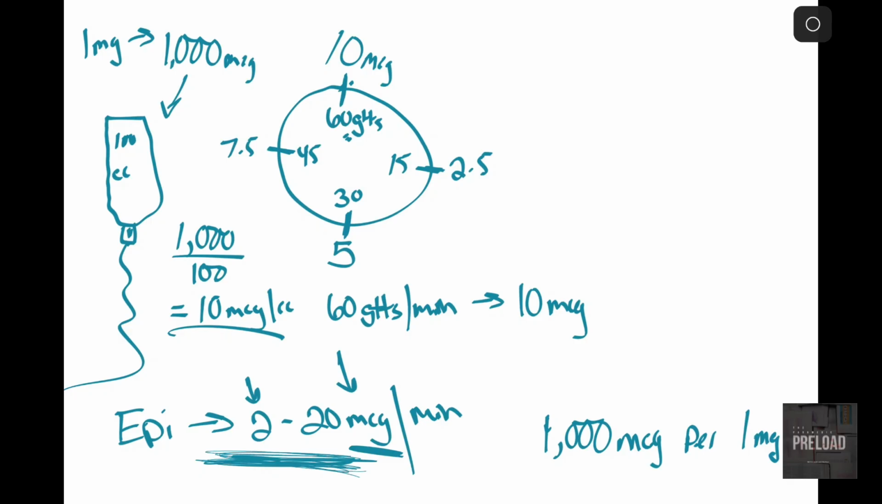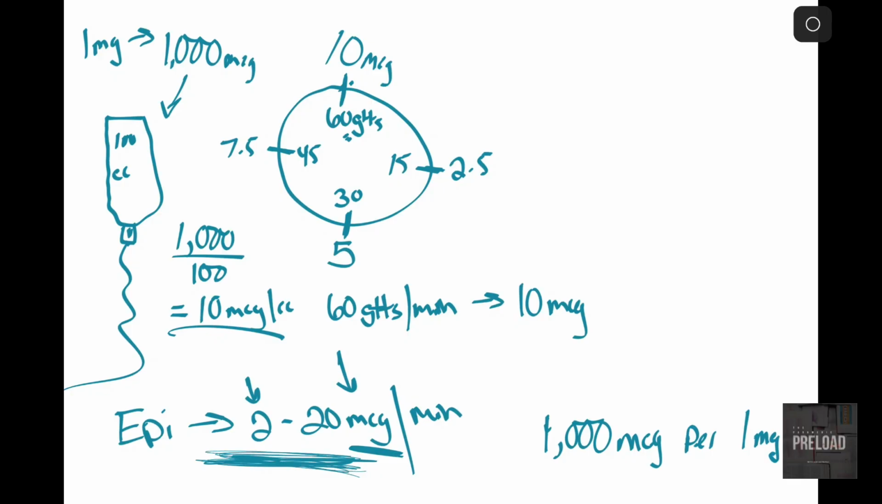Can we give 10 mics without really thinking? I can give it at 60 drops. Can I give 5 without thinking too much? I can give it at 30 drops a minute. If we needed to get to that 2, well, we might have to then pop it into our formula. So there's different ways to do this, but you guys can see the formula will work for you.